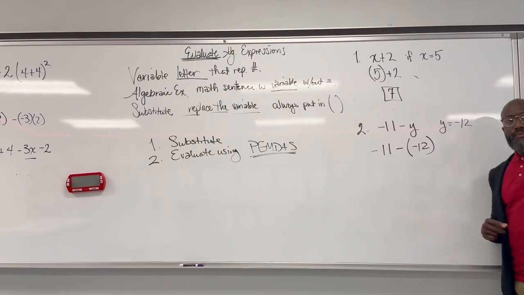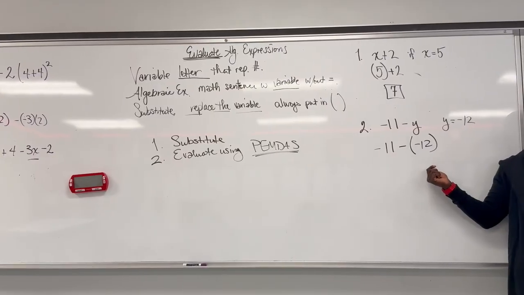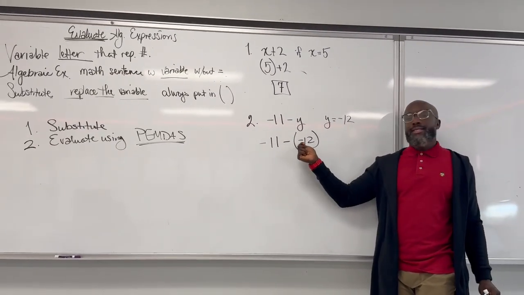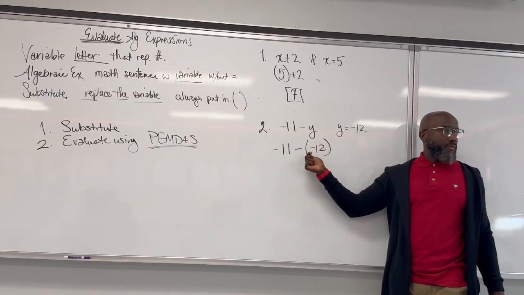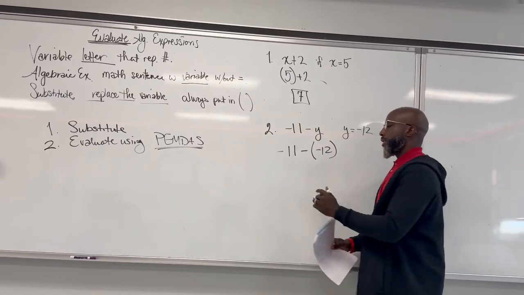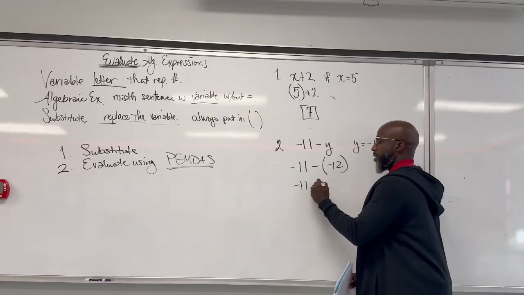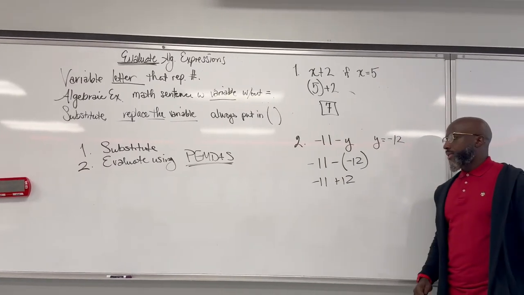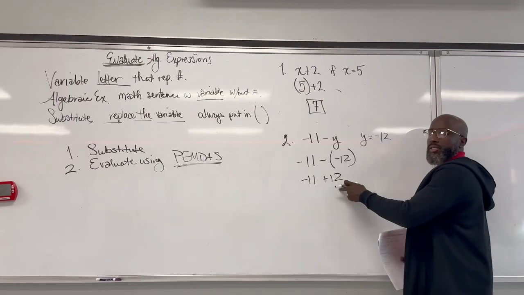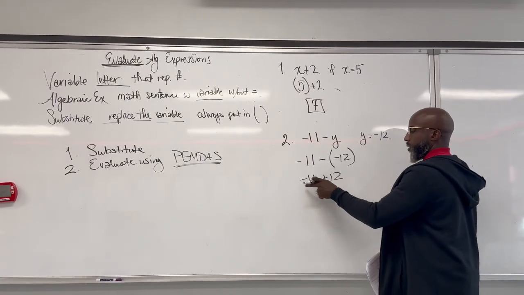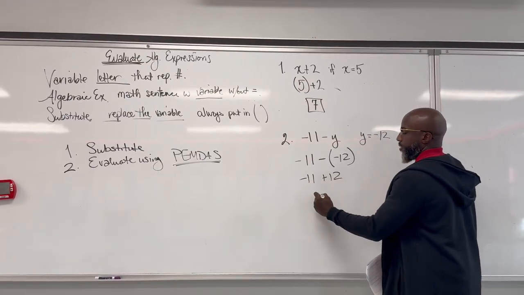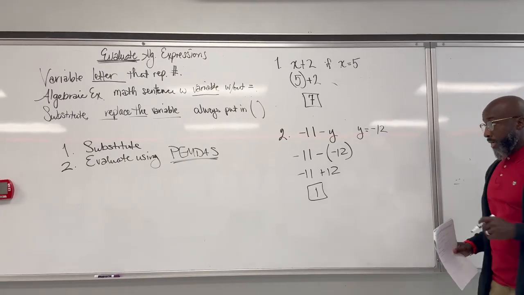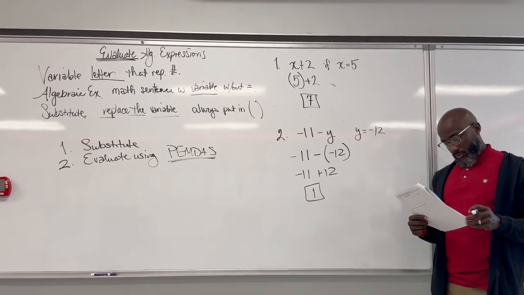All right? Now, from here, we remember what we did in our first and second lessons. Minus negative rewrites to be plus. So you have negative 11 plus 12. And then we simplify. Negative 11 plus 12. Different signs, subtract. So these signs are different, and you're going to keep the sign of the bigger number, which is positive here, okay? Which is 1.